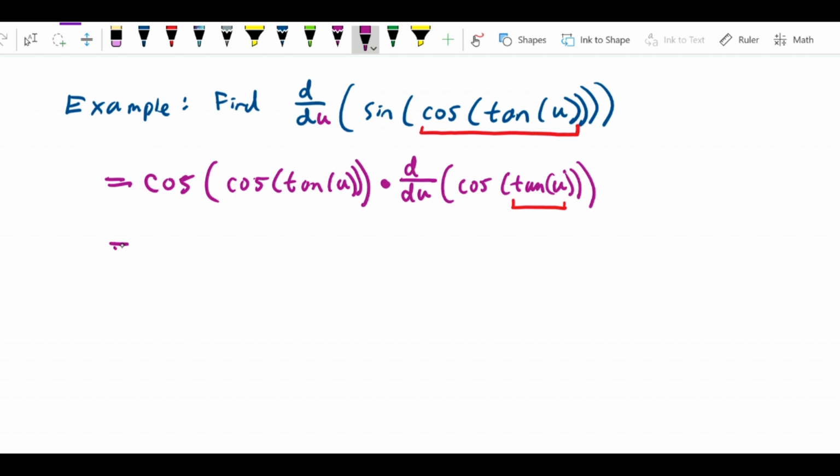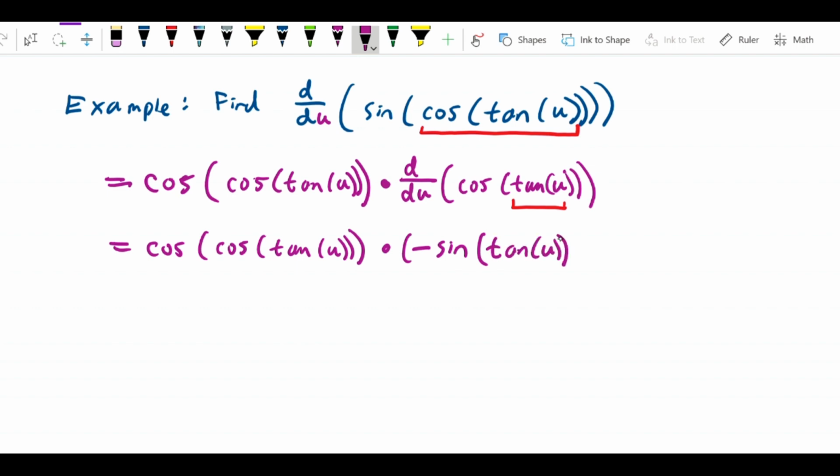So, just to keep everything straight, I'm going to rewrite all of this. This is cosine of tangent of u times the derivative of cosine of tangent of u. So the derivative of cosine is negative sine. And I'm just going to treat the thing in the brackets like I'm taking the derivative of sine x, and I'll deal with the thing inside later. So this is going to be negative sine applied to tangent of u. And then I have to multiply that by the derivative of the inside. You see how I'm working from the outside to the inside?